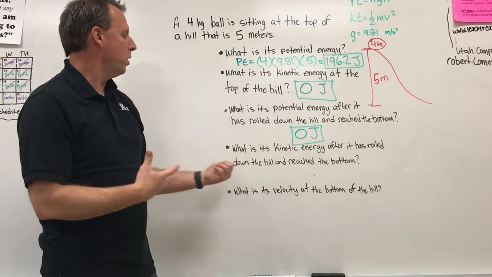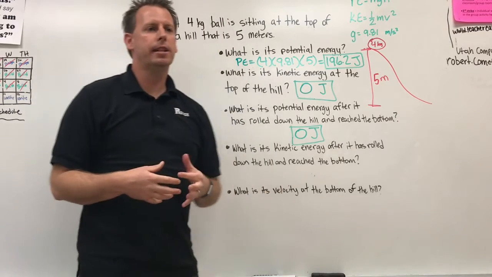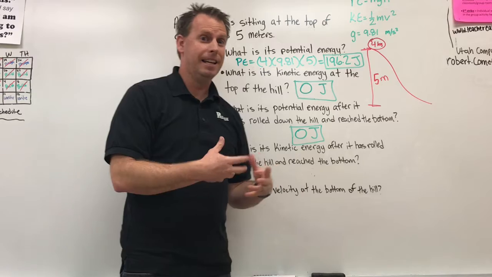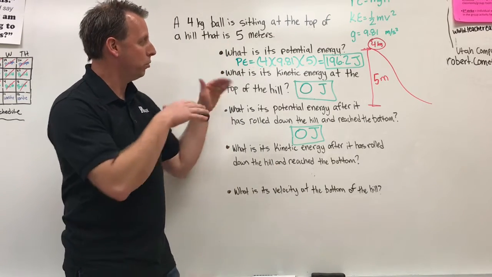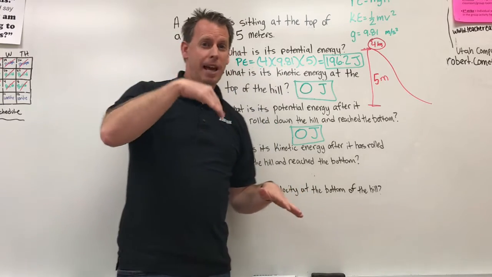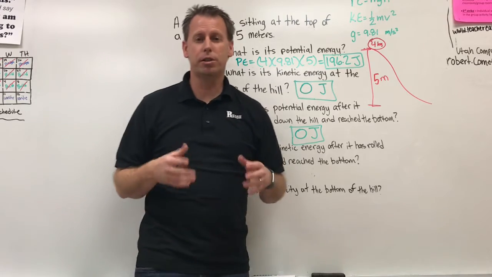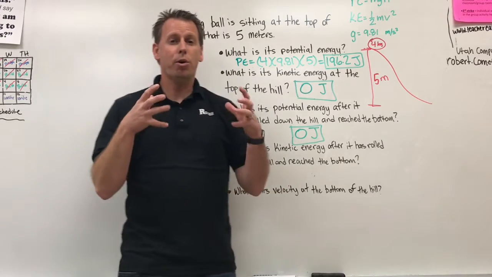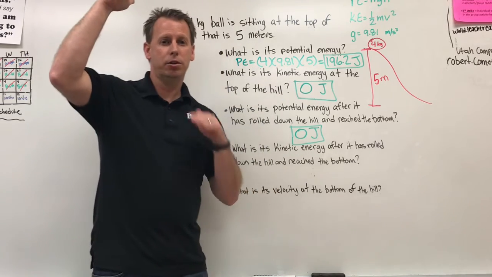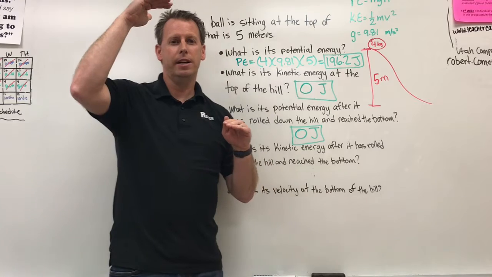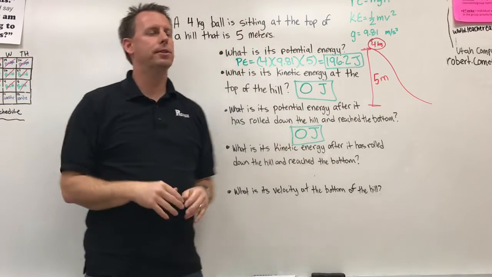So the next question, what is its kinetic energy after it has rolled down the hill and reached the bottom? So the idea here is that as the ball starts moving, then it gains kinetic energy, because remember, kinetic energy is the energy of motion. And so as this ball rolls down the hill, its potential gets changed into kinetic. And if you remember from yesterday, our discussion, we talked about how the total energy of the system stays the same. And so if we have a lot of potential and 0 kinetic, as it rolls down the hill, its potential goes down as kinetic goes up. But remember, the total has to stay the same.